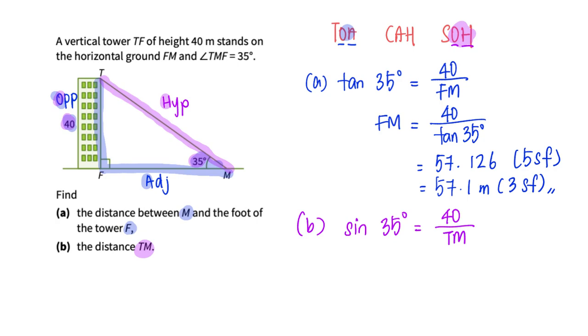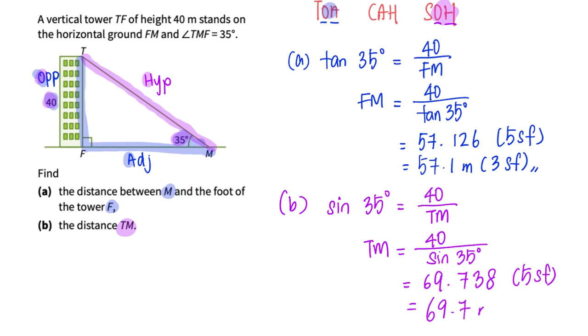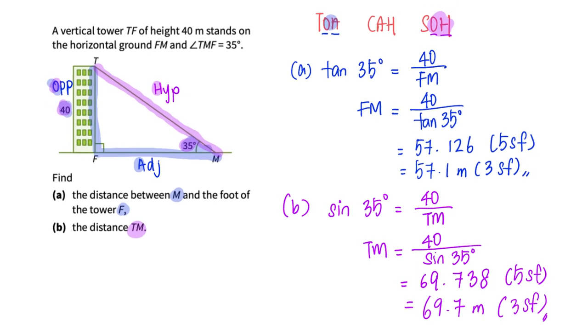Yeah? And so TM is equal to, I multiply TM on both sides. I also divide by sine 35 on both sides of this equation. So this will enable me to find the final answer soon. 69.738 to 5 significant figures first, followed by the final answer 69.7 meter to 3SF. And with that, we have come to the end of this problem. Let's move on to the next question.